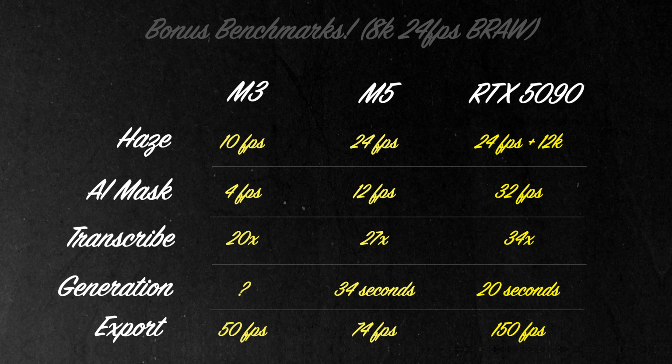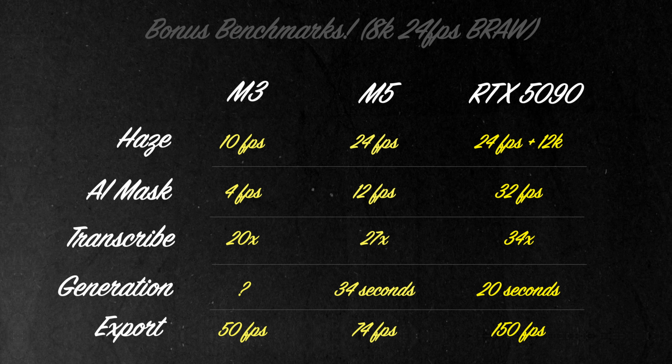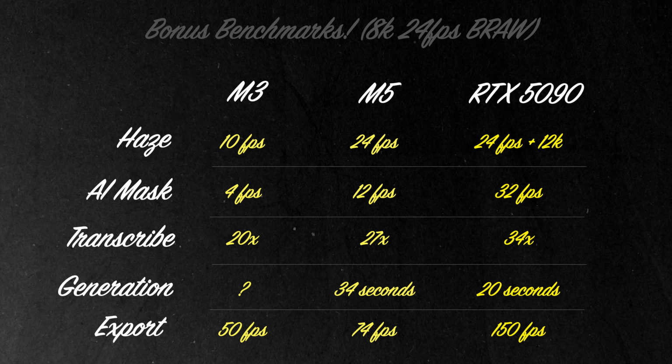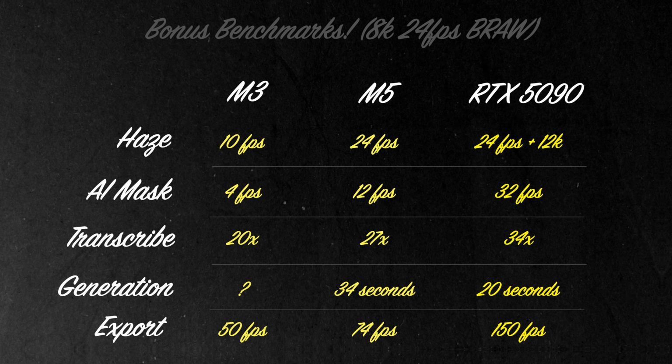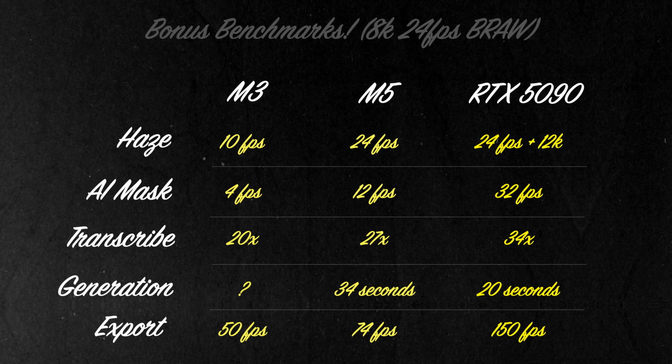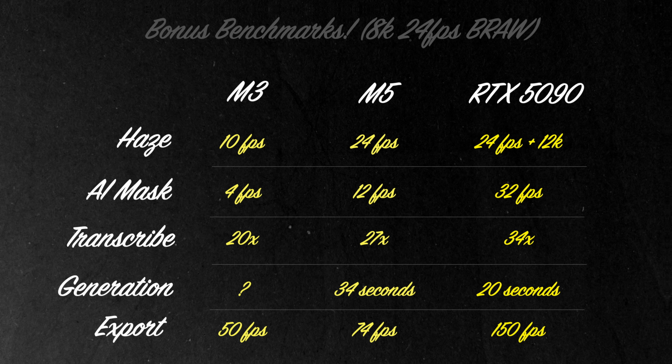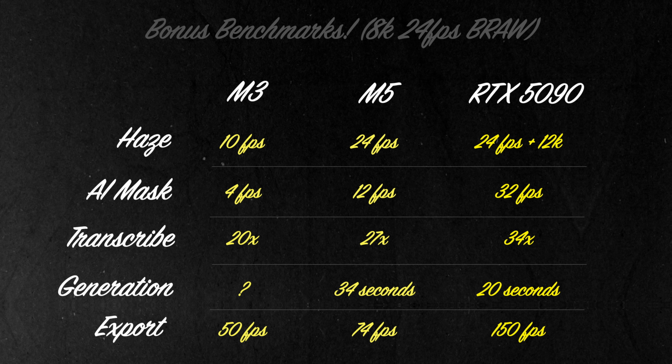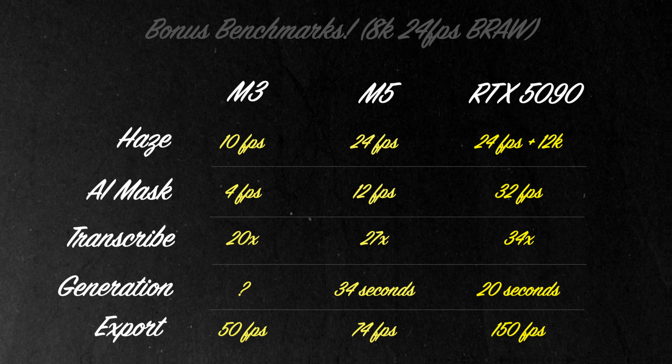And my M3, unfortunately, even with 4K content at RAW, was starting to feel a little bit long in the tooth. And as you can see by the numbers here, we weren't able to do things like real-time playback. The M5 completely resolves most of my issues. I can do real-time playback with heavy effects, and even for things like AI mask that aren't as fast as a 5090, are still plenty fast for me.